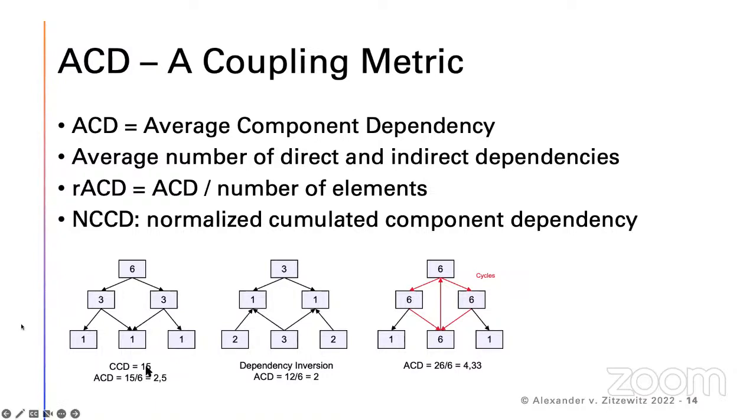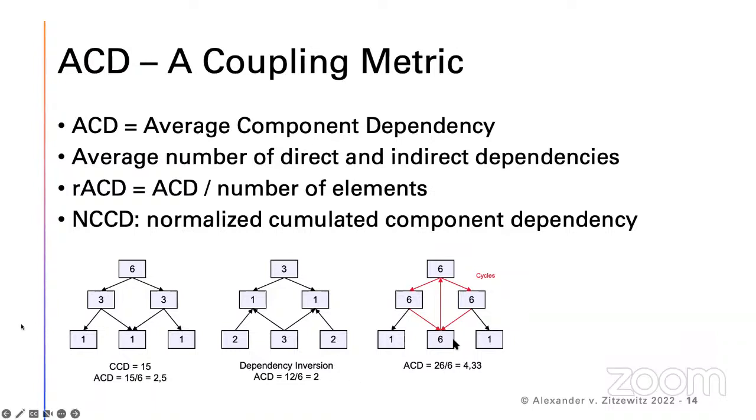In that case, the sum would be 15. And then you divide it by the number of boxes and you get an average component dependency of 2.5. It means every one of those compilation units on average depends on 2.5 compilation units, including itself. In the middle, we just changed the dependency directions at the bottom here. We use the dependency inversion principle according to Robert C. Martin. By introducing interfaces, you can actually invert directions of dependencies. And here we get a better value already. So the value goes down to 2.